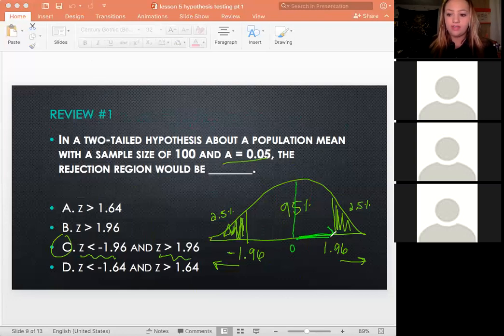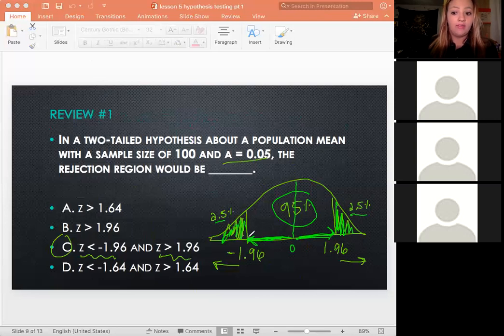So plus 1.96, and then minus 1.96. Remember, that means that there's 95% of the data in here, and our rejection region is 5%, but since it's a two-tailed test, we have to have both of these tails, okay? So total, they have to add up to 5%, so that's why I said each of them is 2.5.